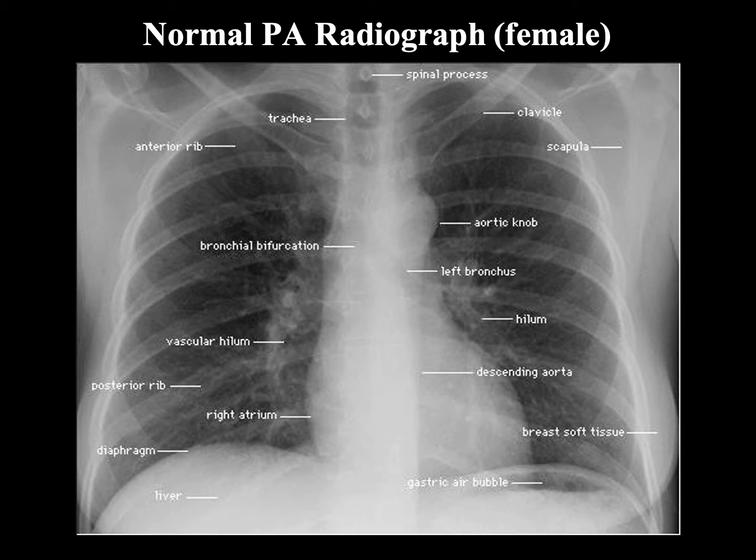And this is a female, so you can see a little bit more with the ribs, diaphragm, and liver. You can see a gastric air bubble even in this case. And you have the soft tissue of the breasts that are visible in this. So being able to look at chest function here as well is important.